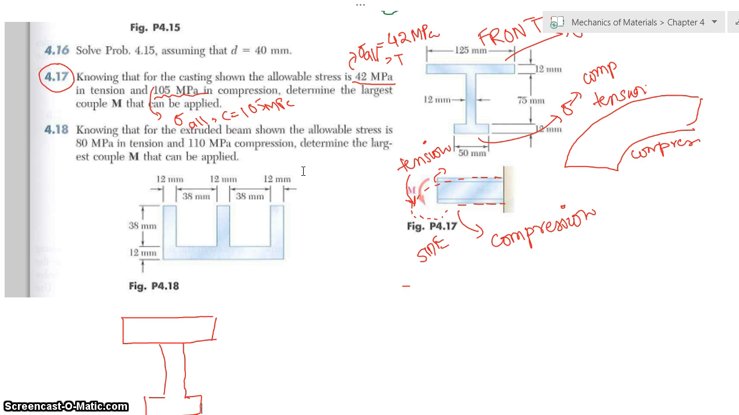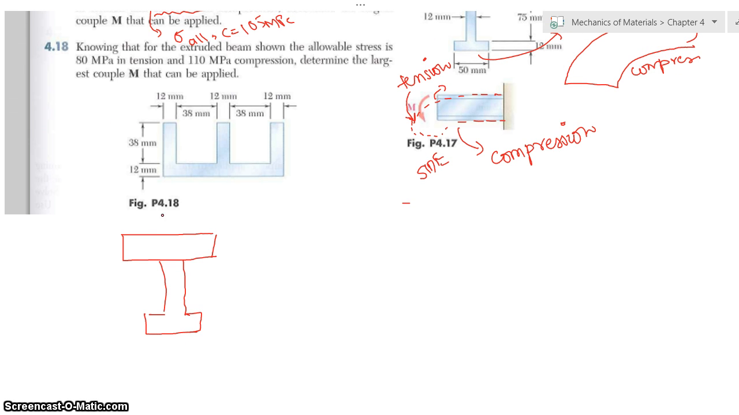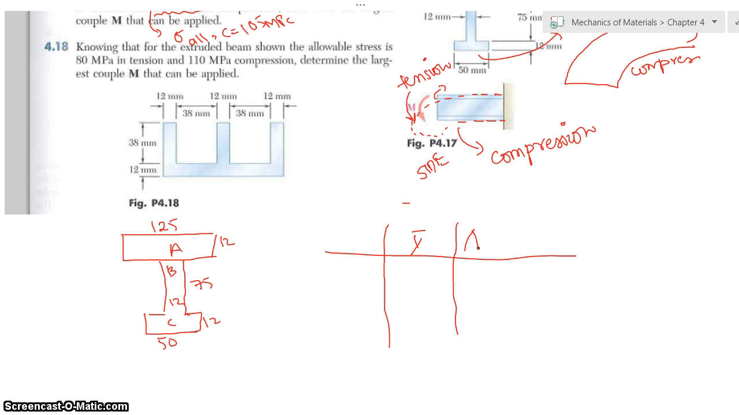So we have 125, 12, 75, 12, 50, 12. Let's say I have A and B and C, and to find the new center of gravity, I have to make a table with the area and the Y bar A. If you recall the equation, to find the new Y bar I would sum up all my Y bar times area, divided by the sum of area.